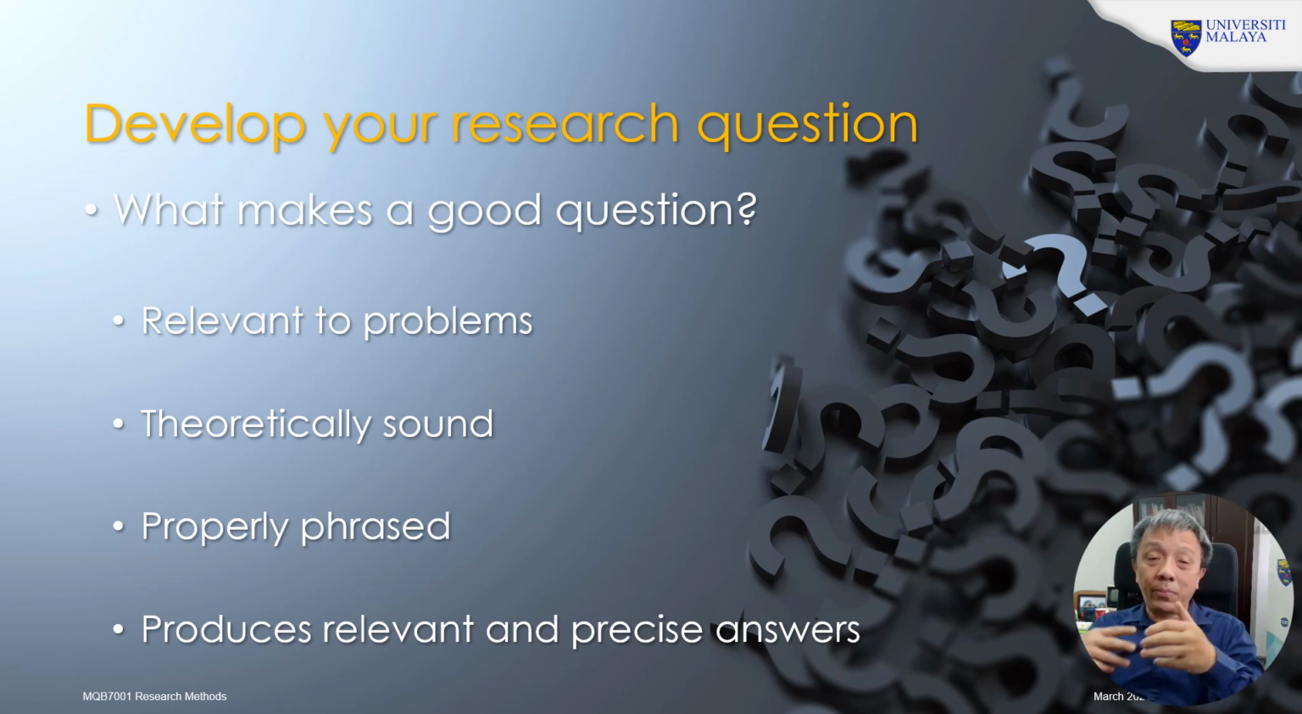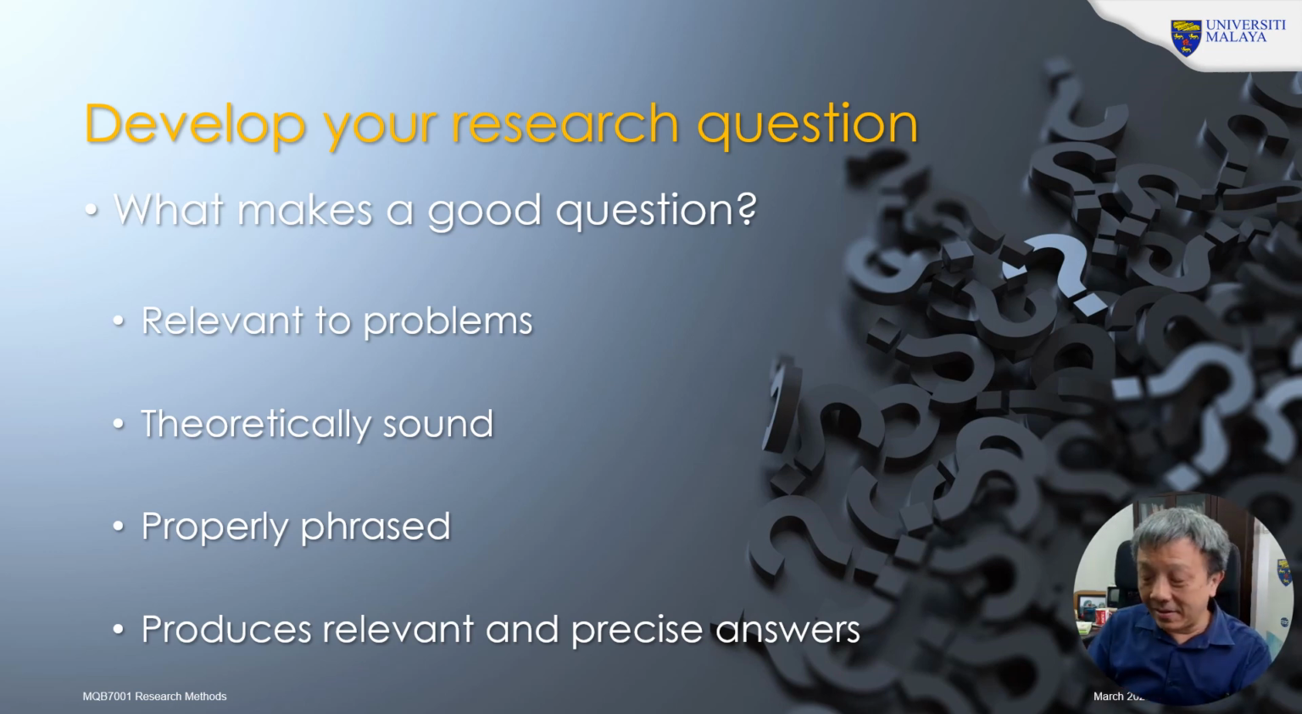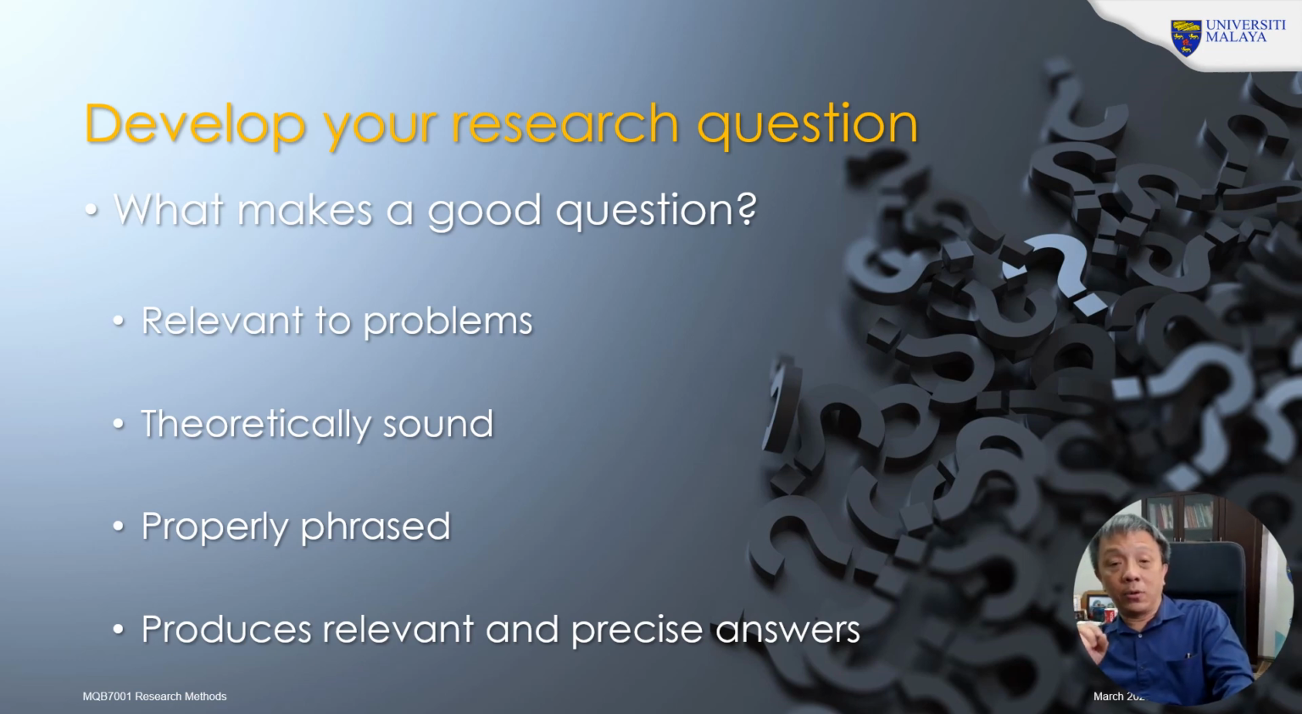It needs to be properly phrased because you want to know what is the subject, what is the object, or what is the independent variable, what is the dependent variable. Then it produces a relevant and precise answer. That's what a good question is about. So first, we must develop a good research question. Let us think of how to develop a good research question. Tell me, what is your research question? We are going to discuss this later.